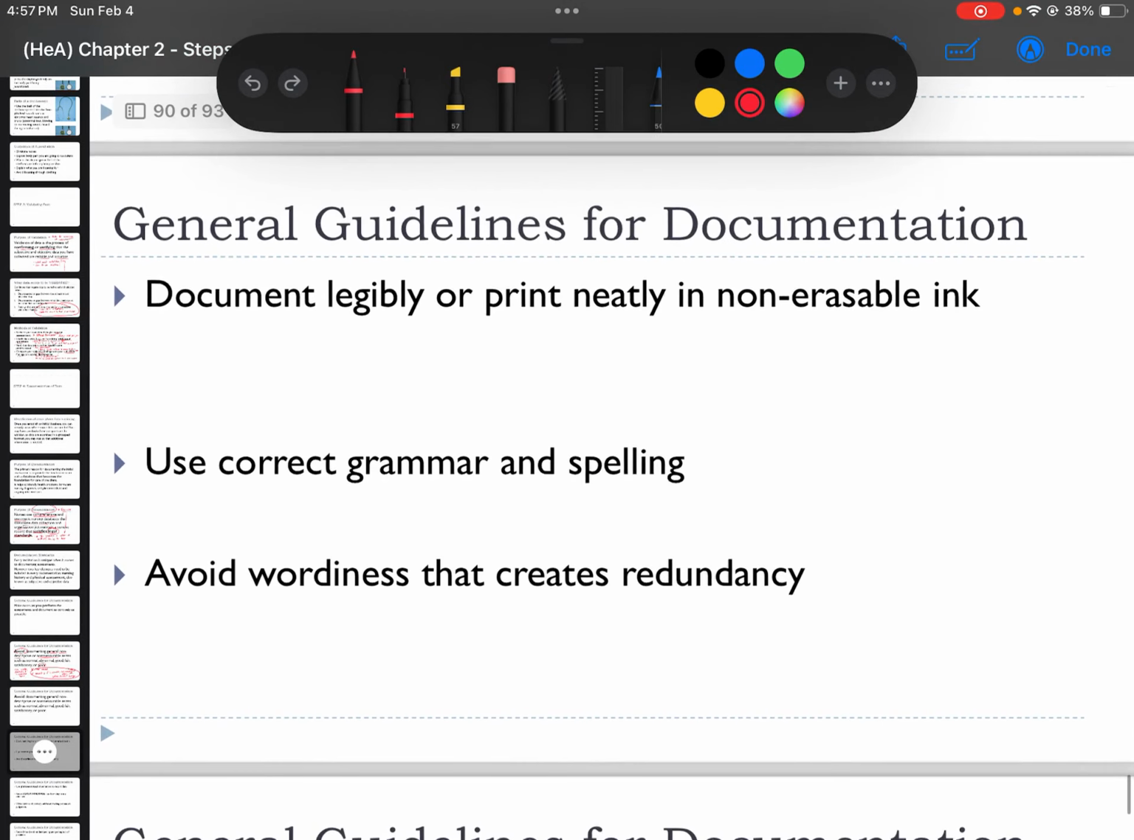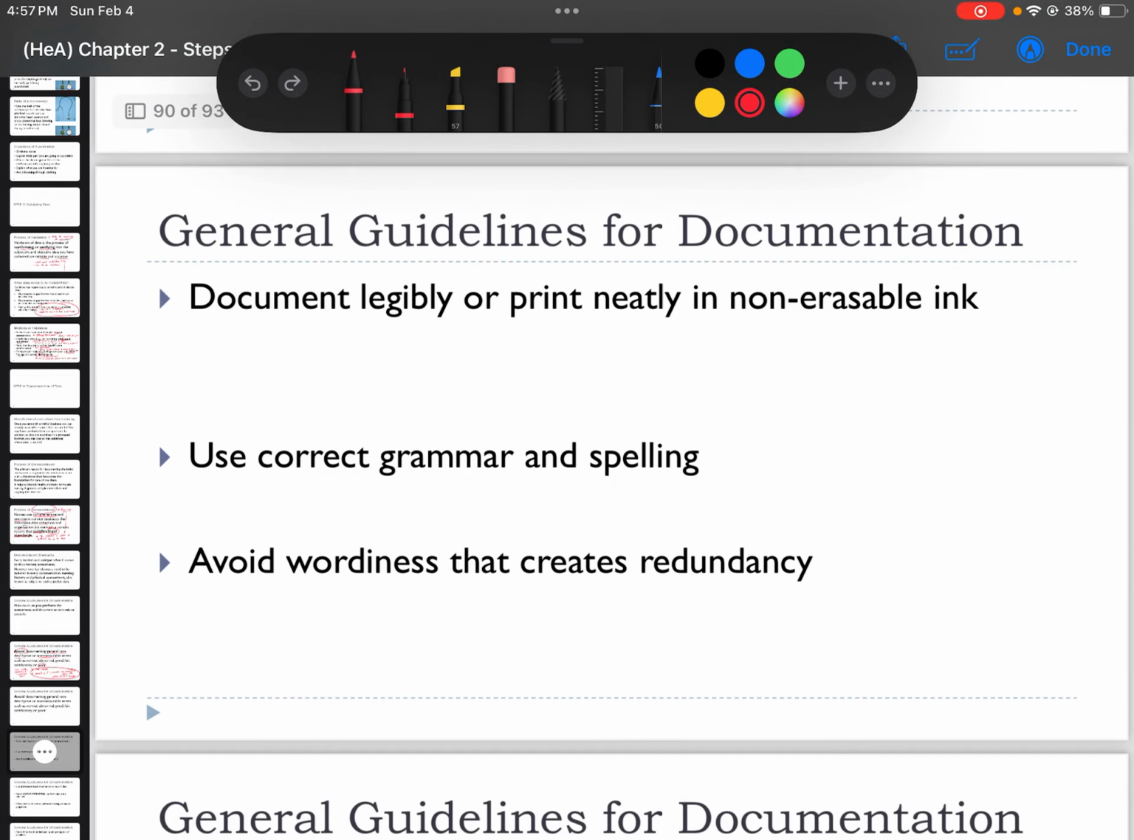Okay, another guideline is to document legibly or print neatly in non-erasable ink. Now, when we say non-erasable ink, this is the reason why I do not allow you to erase during your exam, so that you will practice not being able to erase or to properly document. So it's a practice for your documentation.